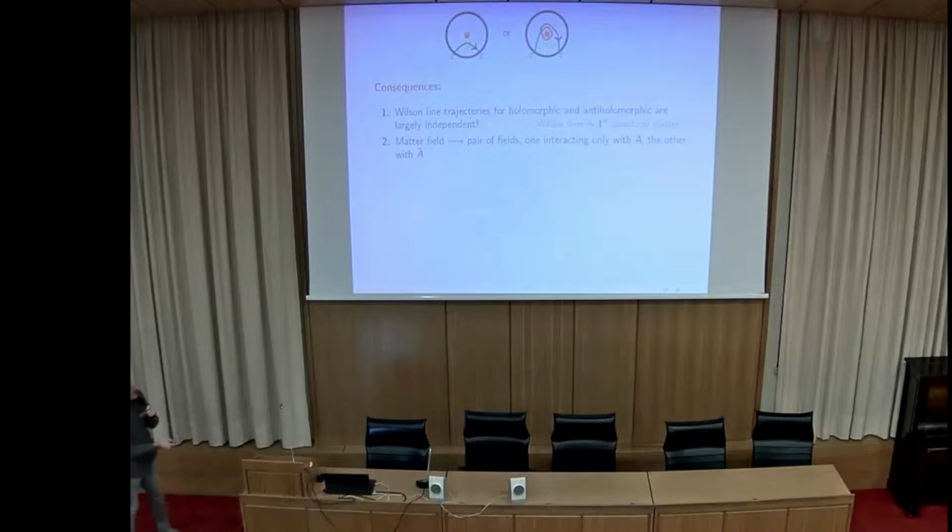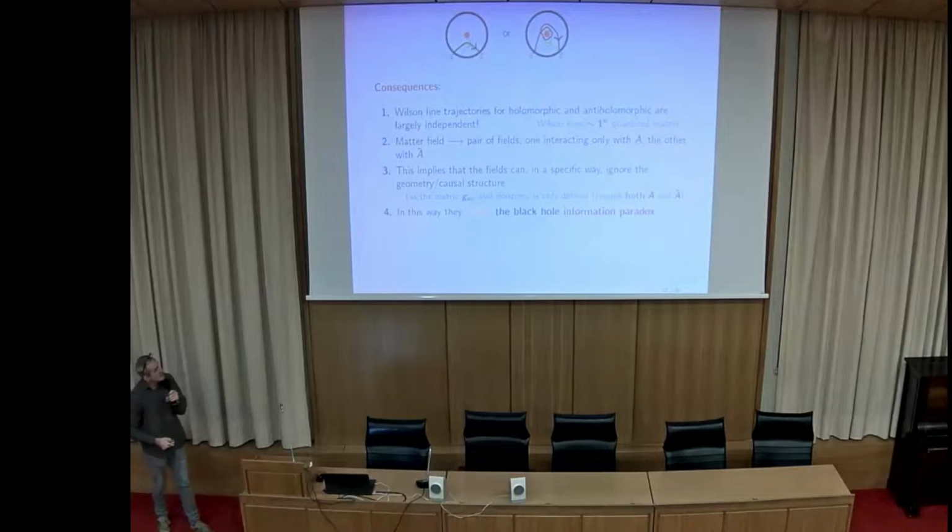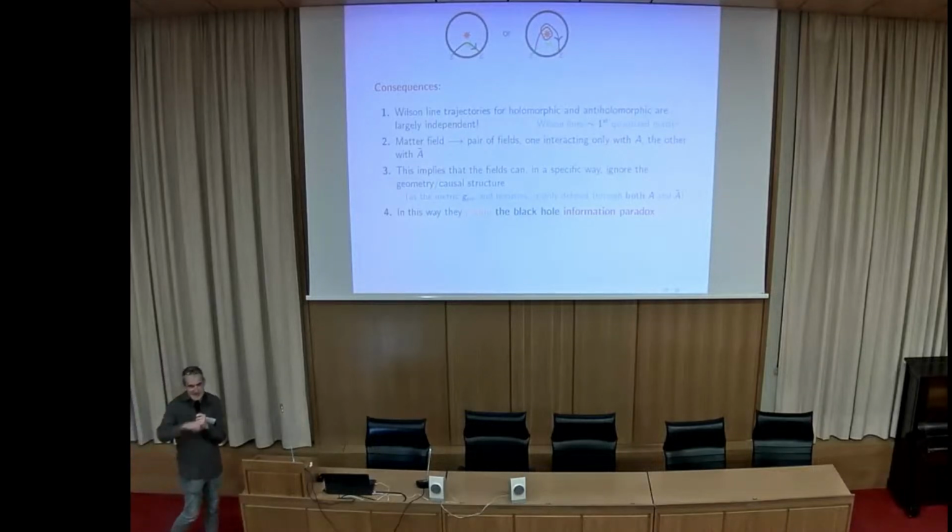So this would seem like a curiosity and some strange feature. Go back to the fact that, if you recall, the metric and horizons are only defined through both A and A bar, right? So therefore the causal structure is encoded only when we interact with both of the gauge fields. If a field interacts with only one of them, it can basically not be part of the geometry somehow. And it kind of evades the black hole information paradox, because it does not interact with the metric by itself. So the interaction of those fields somehow is a bit different.